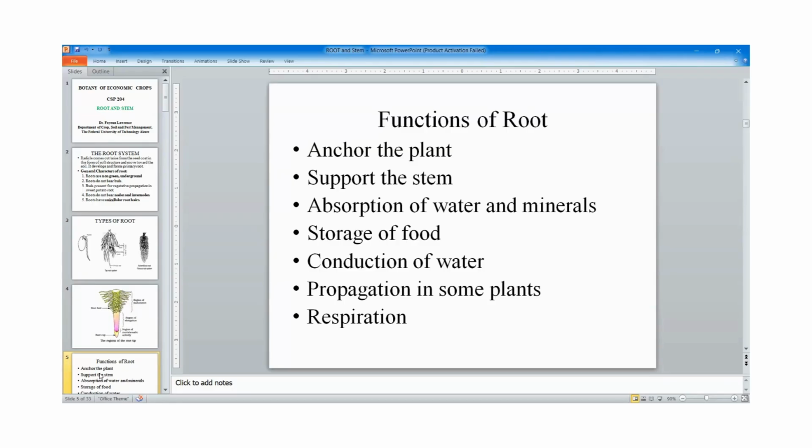In some cases, roots are used for propagation, for example, sweet potato. Roots are also used for respiration. The plants in the mangrove area use their roots for respiration.